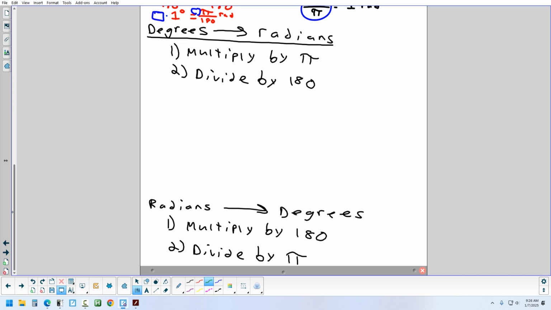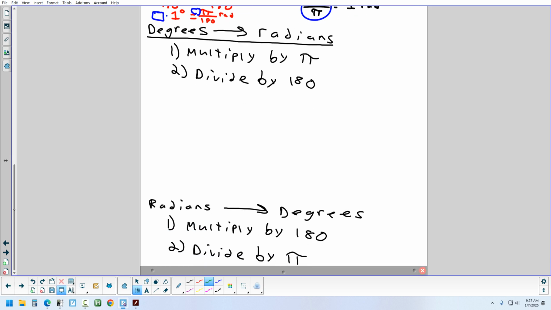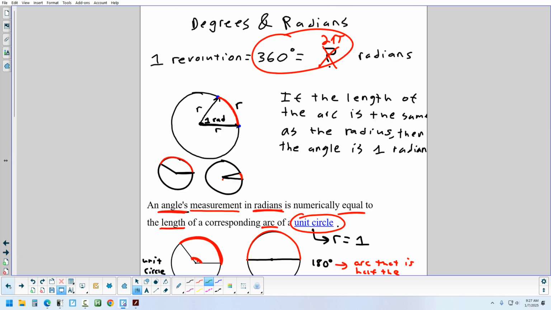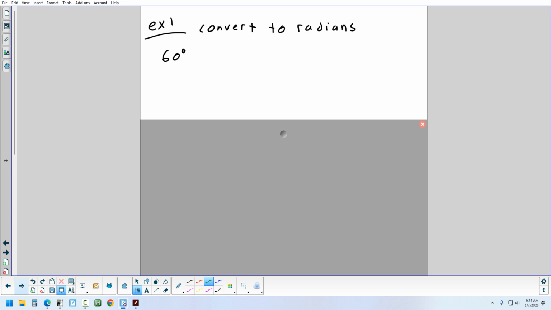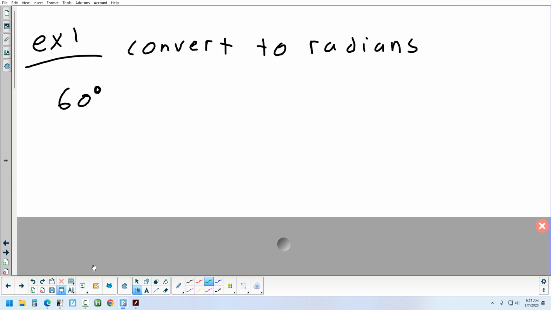All right. So now let's finish up by converting a few problems from degrees to radians. We're going to do some where we leave the answer exact with a pi in it, and then we'll also do some where we round to 2 decimal places. So let's start with 60 degrees. The directions are to convert 60 degrees to radians.